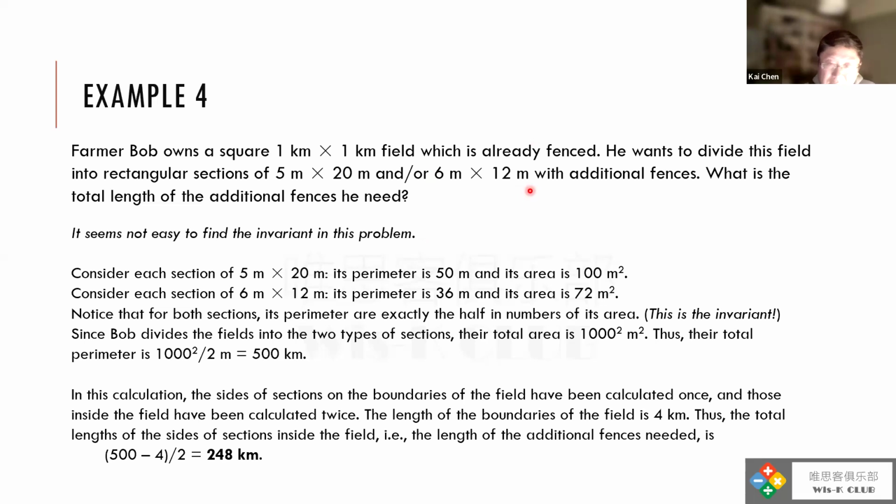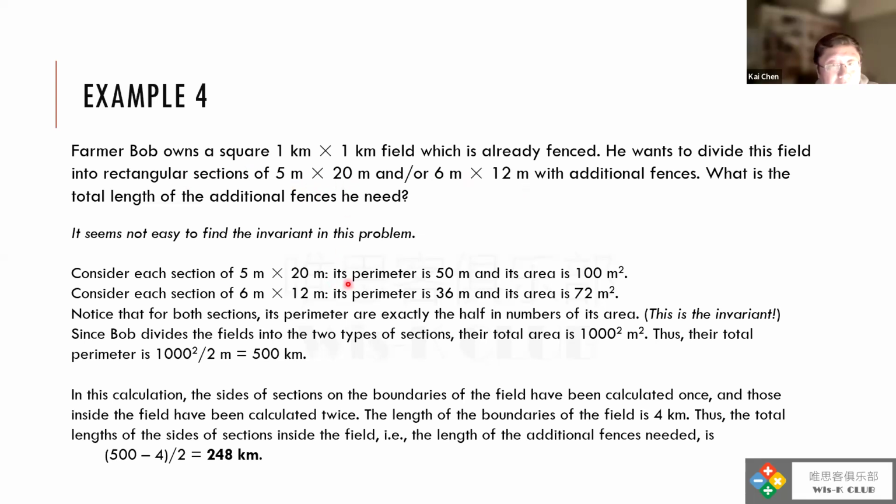And it's asking what is the total length of the additional fences. This kind of question seems not a typical combinatorics problem, because it's not about proving something is possible or impossible, or erasing some numbers. It seems very strange, but I would say the trick here is to consider the sections, the two rectangles. One is 5 meters times 20 meters.